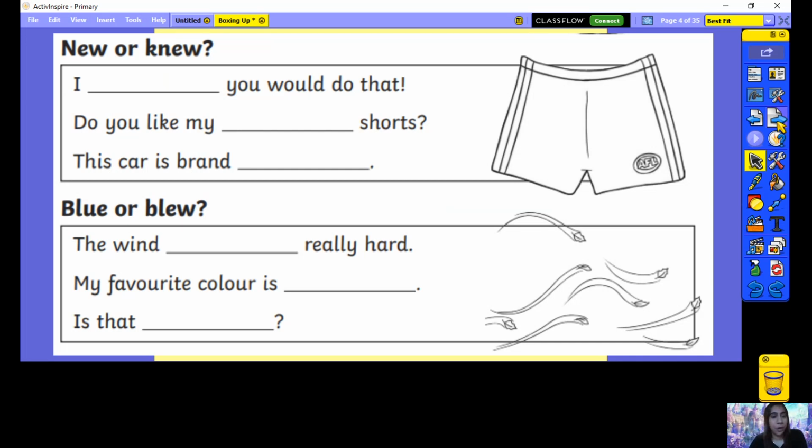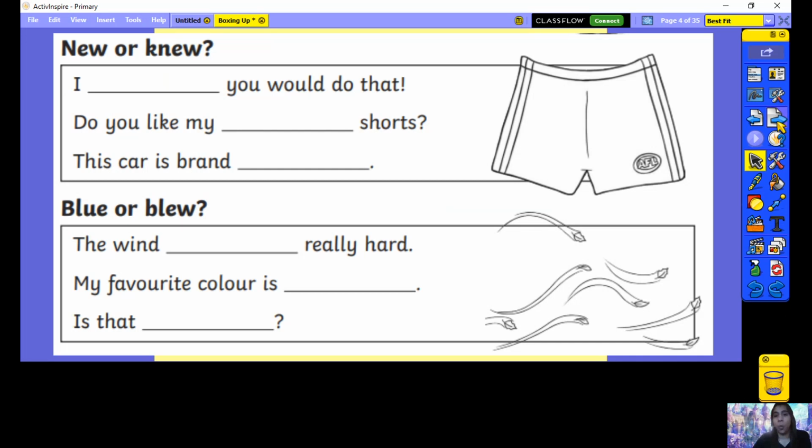Okay, so write your 3 options. And then we're going to go straight on to the 'blue' or 'blew' homophone before I give you the answers. So blue, spelled B-L-U-E, is the colour. Blew, B-L-E-W, is the past tense of blow. So let's have a go. So again, write 1, 2, or 3. Number 1, the wind blew really hard. Number 2, my favourite colour is blue. And number 3, is that blue? So I'm going to give you about 5 seconds before I reveal the answers. If that's too short, then just pause the video and press play when you're ready.